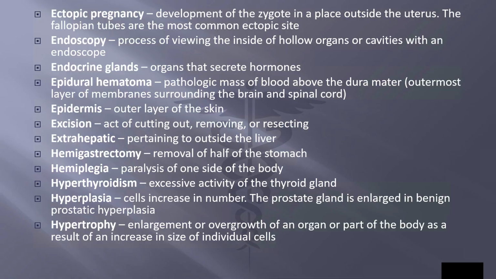Hyper means excessive, too much, or above. Hyperthyroidism is excessive activity of the thyroid gland. And figure 4.5 shows an image of the thyroid gland. It's located in the front of the trachea in the neck. The thyroid gland produces too much hormone in hyperthyroidism.